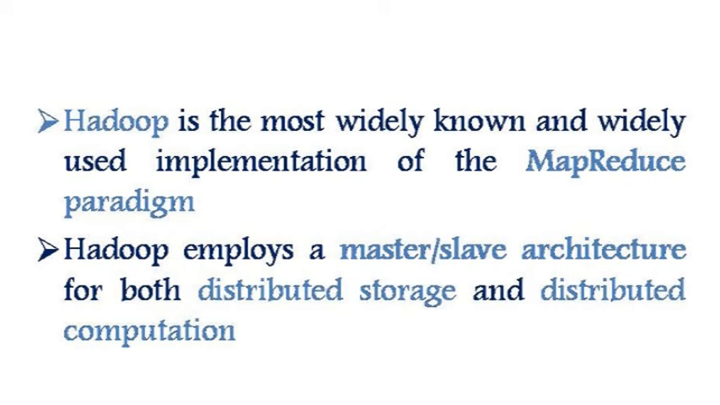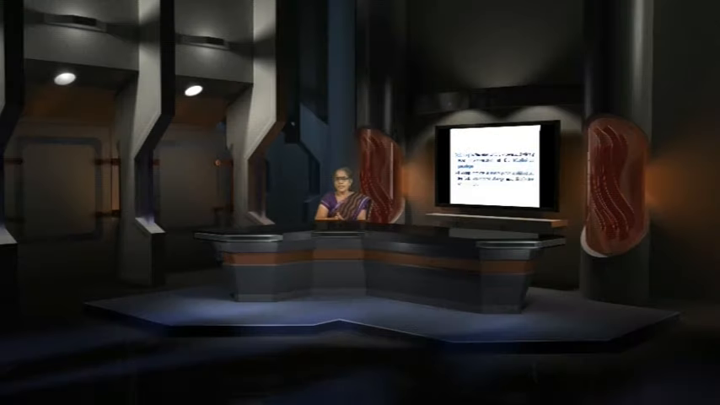MapReduce, as the name indicates, follows master-slave architecture. And also HDFS, as the name indicates, is the Hadoop Distributed File System. Therefore, this framework is capable of processing distributed data. Of course, parallelism is inherent. So this is the Hadoop framework.